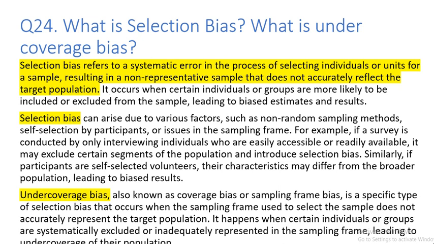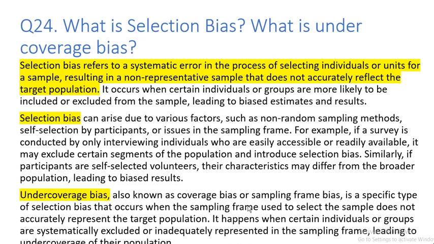It can arise due to various factors such as non-random sampling method, self-selection by participants, issues in the sampling frame. For example, if a survey is conducted by only interviewing individuals who are easily accessible, readily available, it may exclude certain segments of the population and introduce selection bias. Similarly, if the participants are self-selected volunteers, this characteristic may differ from the broader population, leading to biased results.